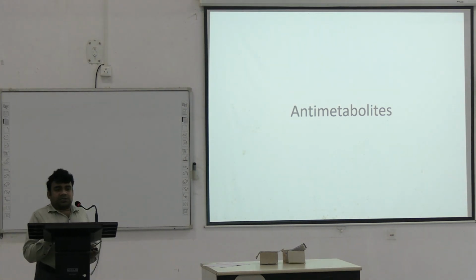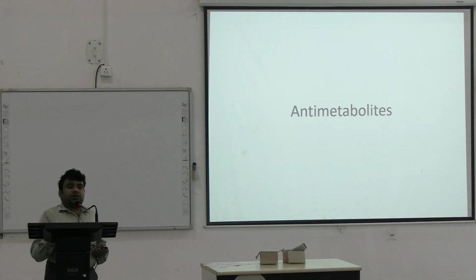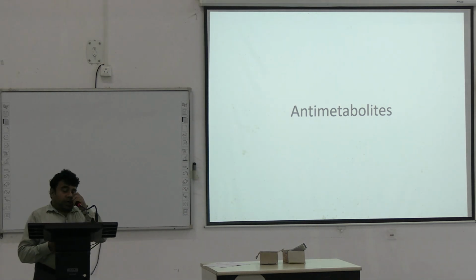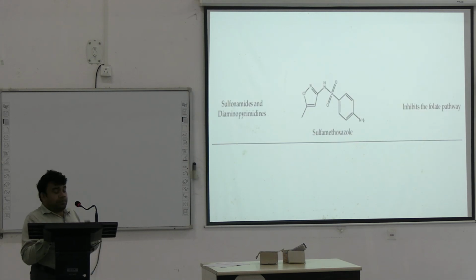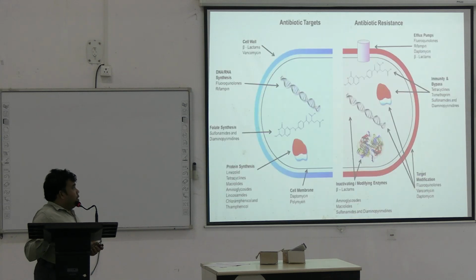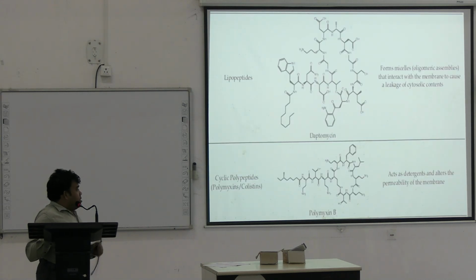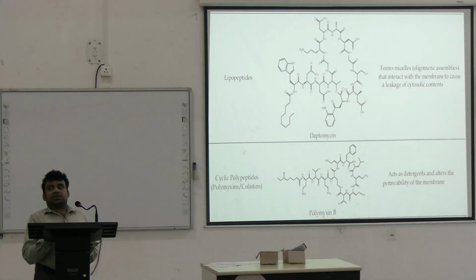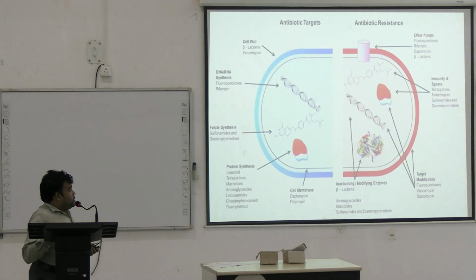Now, coming to the antimetabolites, this group of antimicrobial agents interfere with specific metabolic pathways of the organism. Hence, they are called antimetabolites, and most importantly is sulfamethoxazole, which interferes with folate synthesis. The last but not the least part is drugs which directly act on the cell membrane, not on the cell wall but the cell membrane. The important drugs would include the lipopeptides and the cyclic polypeptides, which include polymyxin B. Most of the time in the hospital setting, colistin and polymyxin B are the last resort for gram-negative multi-drug resistant organisms.